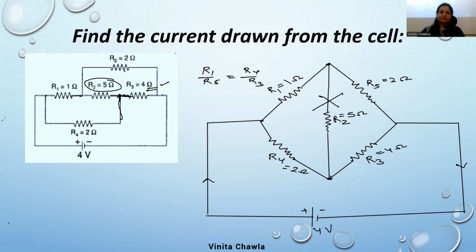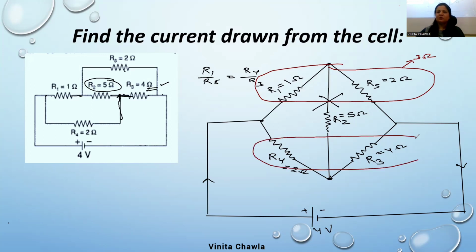Now it becomes 1, 2, 1, 2, 3. R1 and R5 form a pair, a series combination. So the equivalent resistance of this combination is 3 ohm. And what is the equivalent resistance of this combination? R4 and R3, it's 6 ohm. Now we have 3 ohm and 6 ohm in parallel. Find the net resistance, effective resistance.